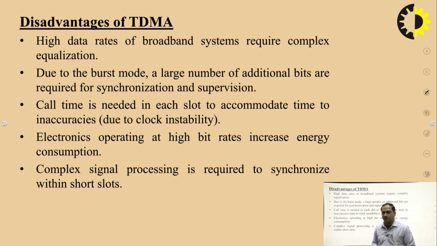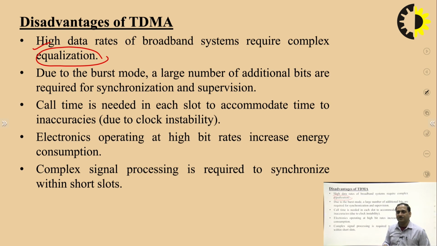There are also some disadvantages in the case of the TDMA system. The high data rates of broadband systems require complex equalization. This is one of the efficient ways to reduce ISI, but it requires very heavy or complex circuitry of the equalizers.